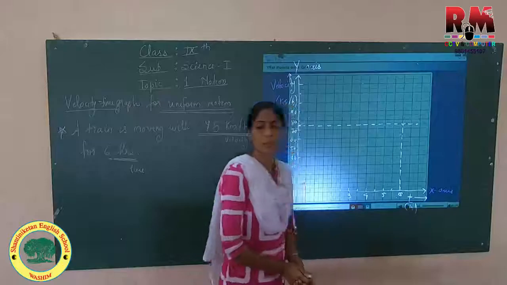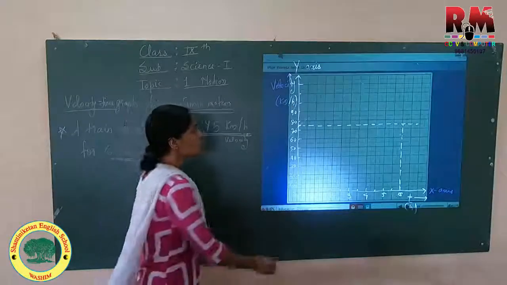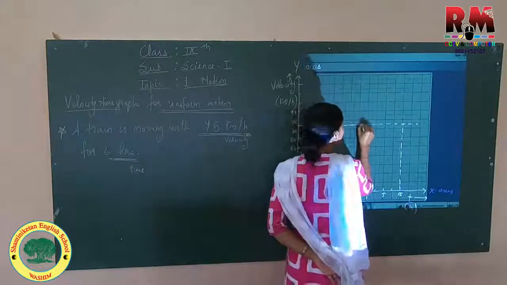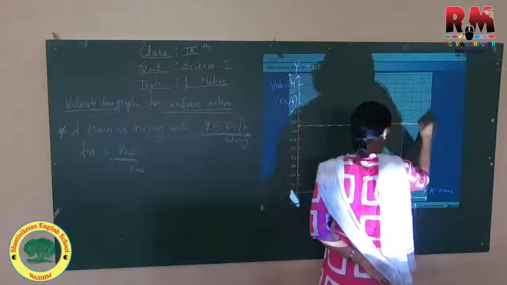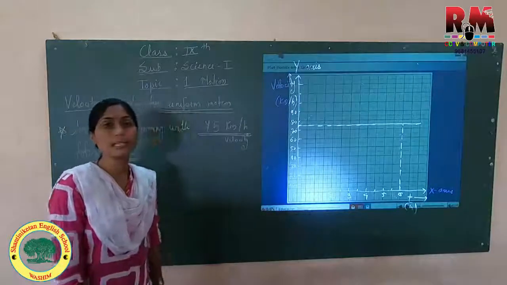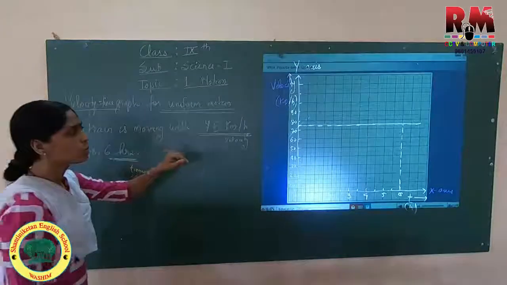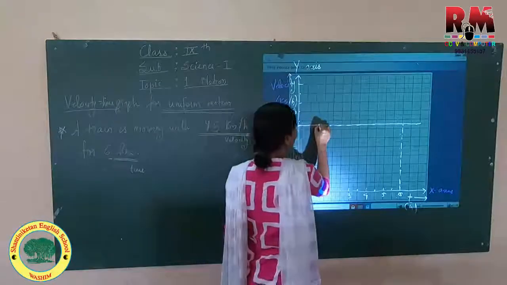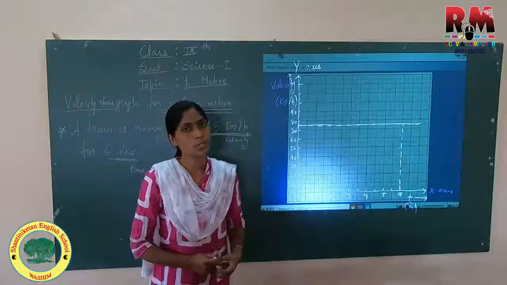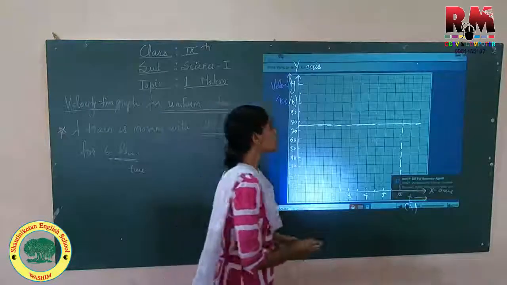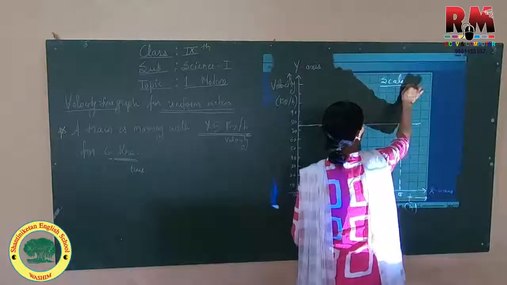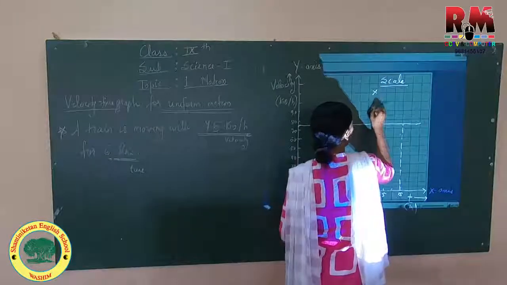Okay children, so it is 75 kilometer per hour for 6 hours. This type of motion is said to be uniform motion. You have to write your scale also, for the x-axis and for the y-axis.